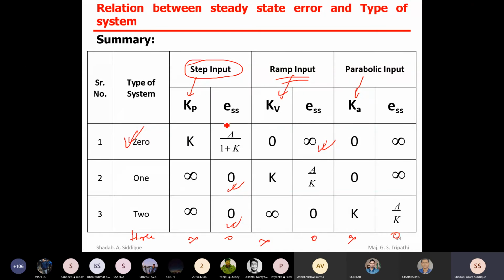It is clear. Now, what is the formula for ess? ess is equal to 1 divided by 1 plus Kp. Okay, ess is equal to 1 divided by Kv. This is 1, you can say, instead of 1 you can take A. For step input it is A divided by s, ramp is A by s square, and parabolic is A by s cube. This ess is nothing but A divided by Ka.